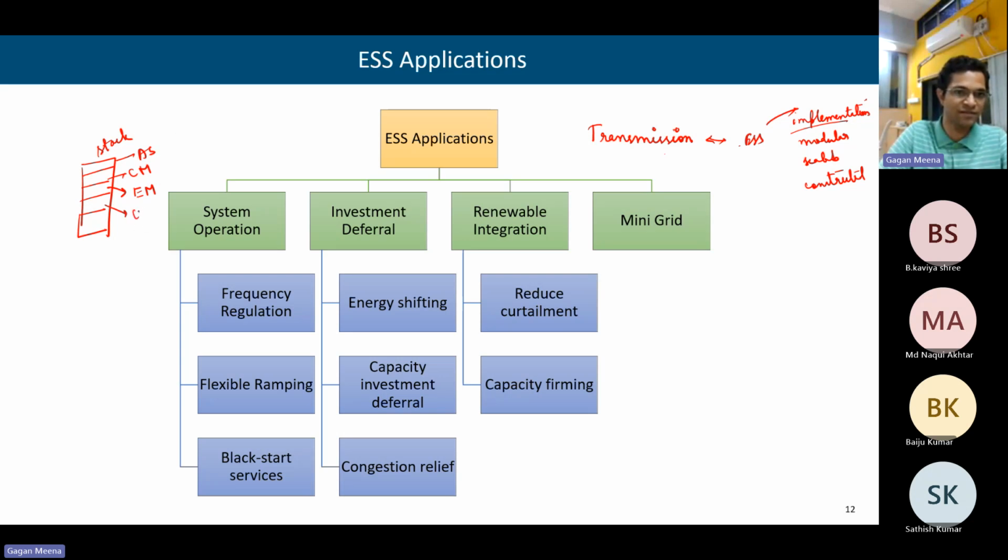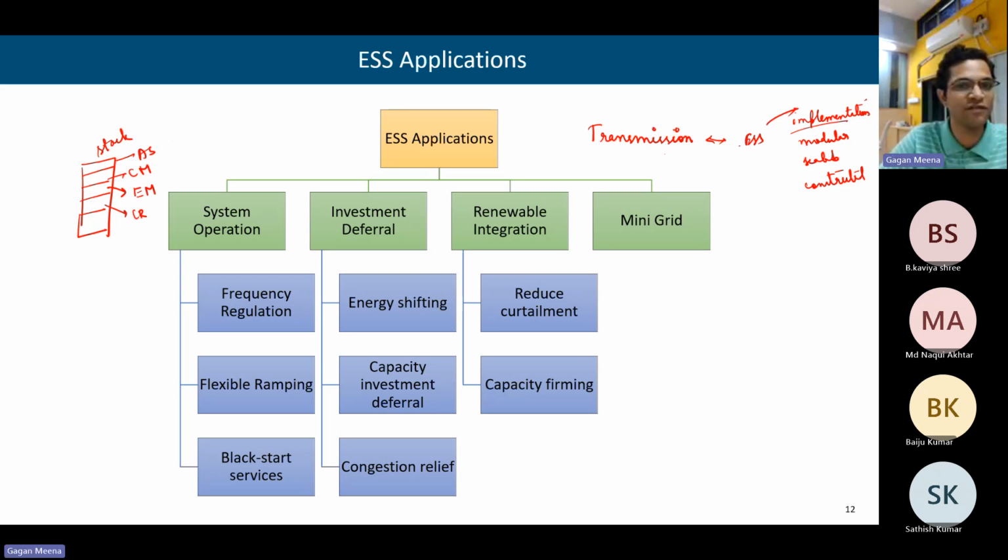Yeah, congestion relief here. In that case, it will be a transmission asset or transmission services. The transmission operator can have some contract with energy storage to provide this congestion relief service. These are different types of services which a single energy storage plant can provide. This is a portfolio of services which the energy storage can provide. It's an optimization problem which the storage owner will have to solve.